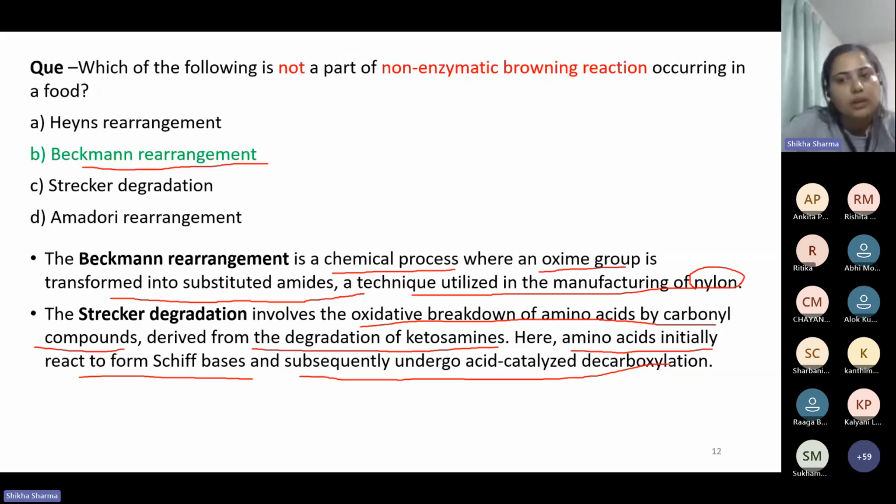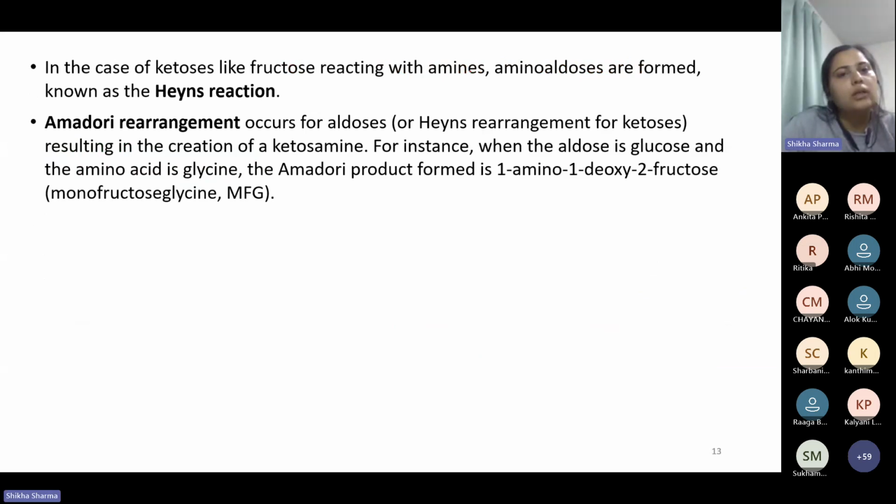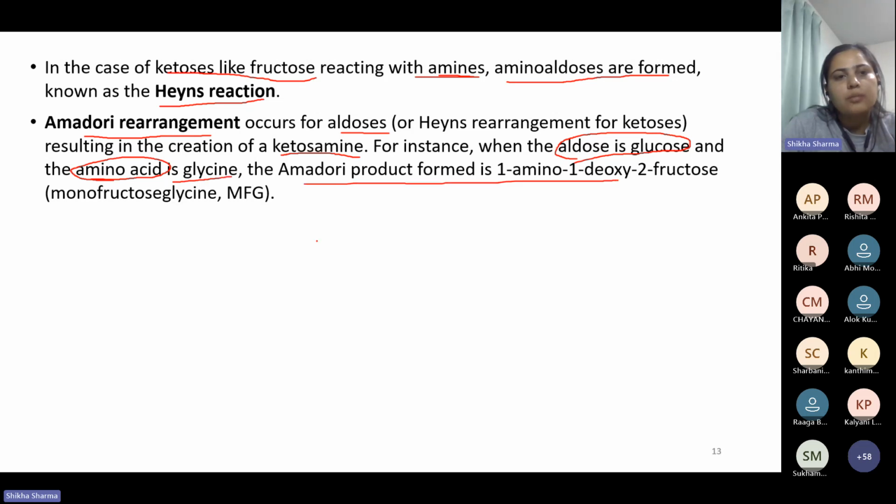Third is when a ketose, like fructose, reacts with amines, amino aldoses are formed, and this reaction is known as the Heyns reaction. And fourth is the Amadori rearrangement, where an aldose basically forms the ketose amine. So when the aldose is glucose and the amino acid is glycine, the Amadori product, MFG, monofructose glycine, will form, like 1-amino-1-deoxy-2-fructose.